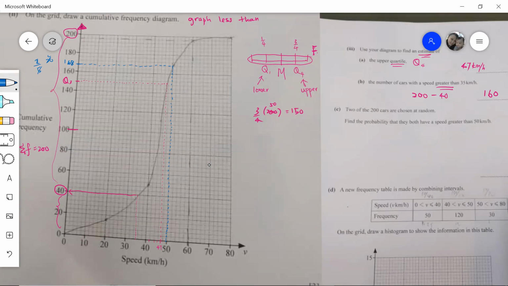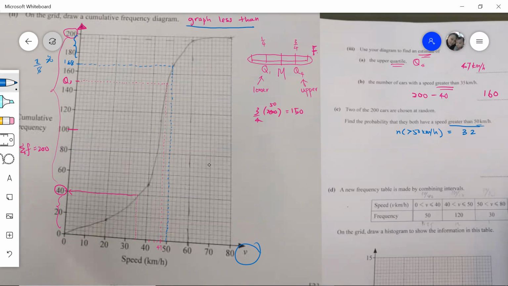So the number of cars that drive less than 50 is 168. That means for the number that is more than 50 kilometers per hour, we need to take the total minus the 168. Why? Because the graph is the less than graph. Whatever value that is shown in the cumulative frequency is the value that is less than the x value. So minus 168, so we will have 32.